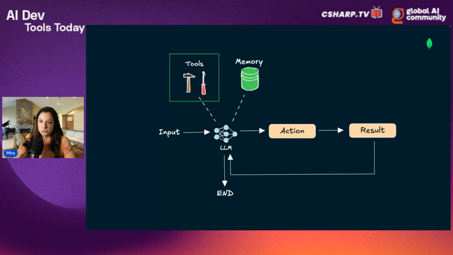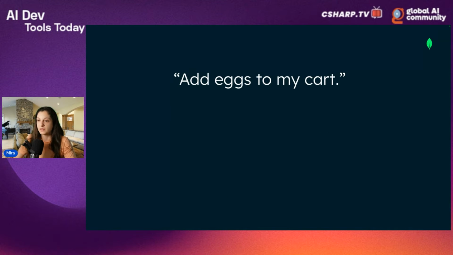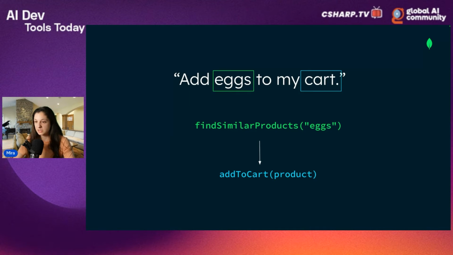After that, we have the tools. Now the tools, they are very understandable for us as developers. So the tools, we can make them more granular. We can look at them as functions. So the first tool that we need is finding similar products in the product database. And then the second tool that we need is another function that can add products to the cart.